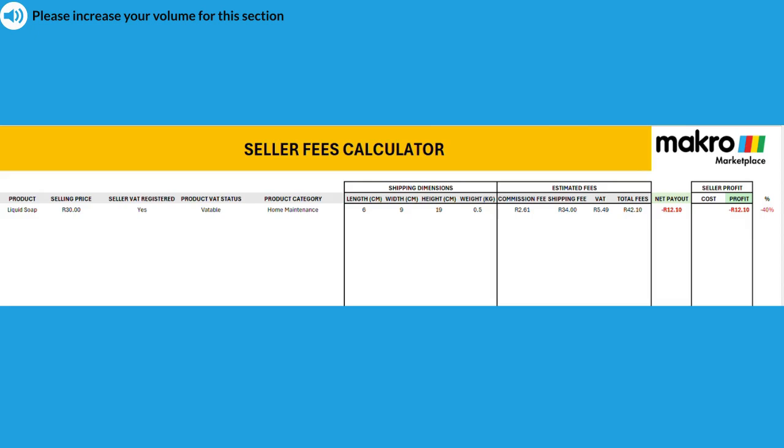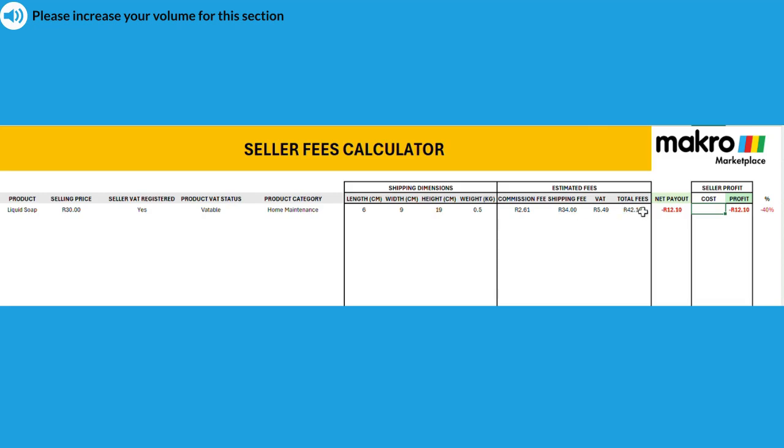To look at an example of where, with the new transport fees, a product may not make economical sense at its current price, let's look at the example of a liquid soap product that costs 30 Rand. With this category and these shipping dimensions that we've put for that single unit of liquid soap, the commission fee would be 2.61 Rand. With those dimensions and weight, it would be in the light small category in that rate table, meaning it gets the cheapest fee of 34 Rand per unit delivered.